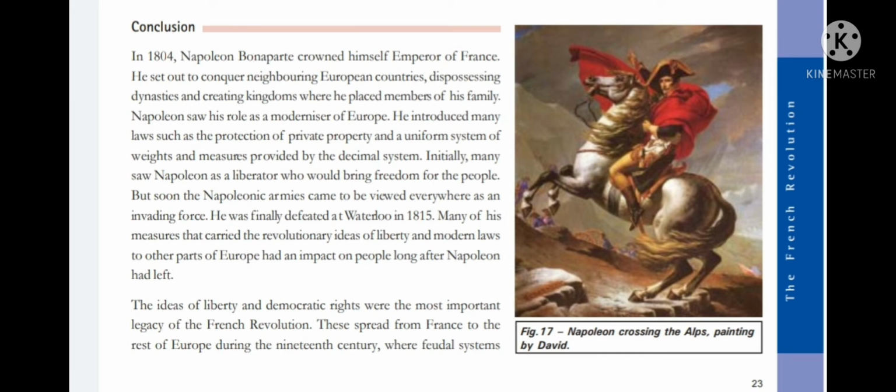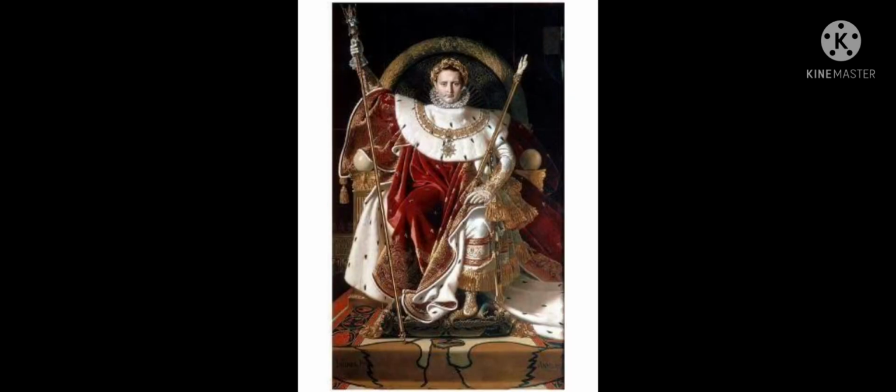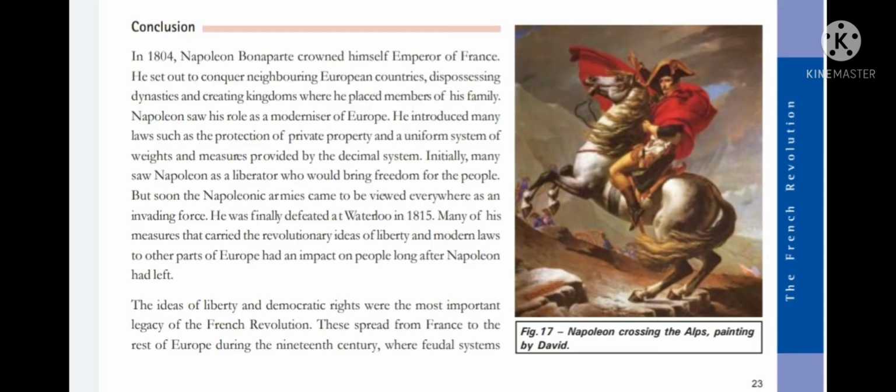Now, conclusion. In 1804, Napoleon Bonaparte crowned himself Emperor of France. So, after the fall of the Directory government, Napoleon became the Emperor of France. He then started to conquer neighboring European countries. Napoleon saw his role as a modernizer of Europe. He introduced many laws such as the protection of private property and a uniform system of weights and measures. He was finally defeated at Waterloo in 1815.